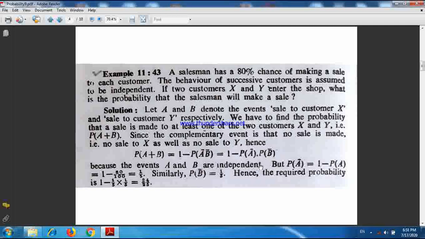You can use that one also, P(A union B) equals PA plus PB minus P(A intersection B). Then you may write P(A intersection B) equals PA into PB. Or you can use this way also, P(A union B) equals 1 minus P(A bar B bar) equals 1 minus P(A bar) into P(B bar). Now how to find P(A bar)? It's given that PA equals 80%. 80% means 80 upon 100. So what will be P(A bar)? 1 minus 80 by 100. Similarly, P(B bar) equals 1 minus 80 by 100. Just put the values and get the result.